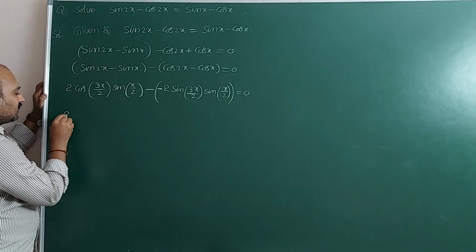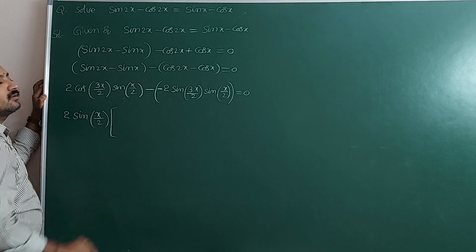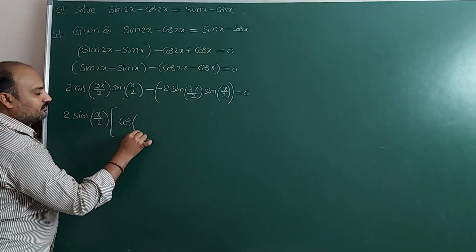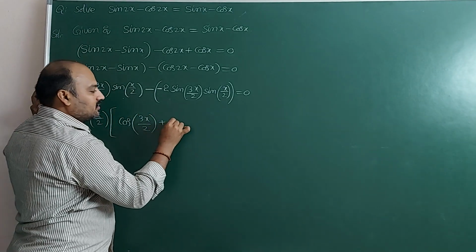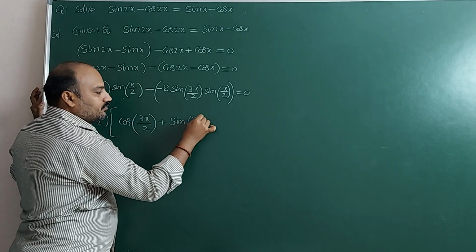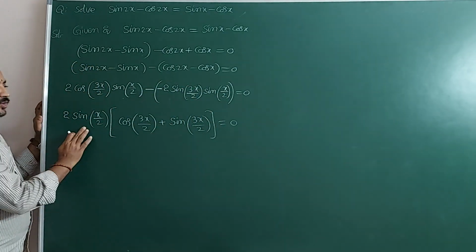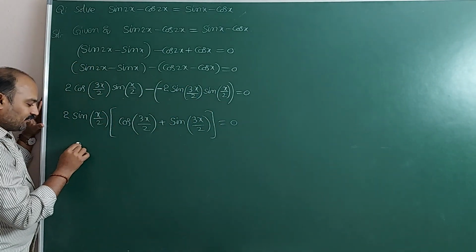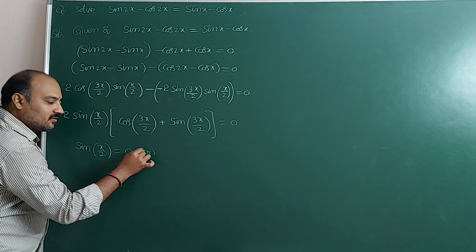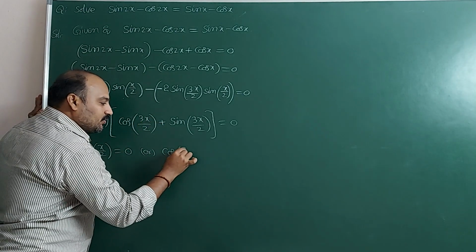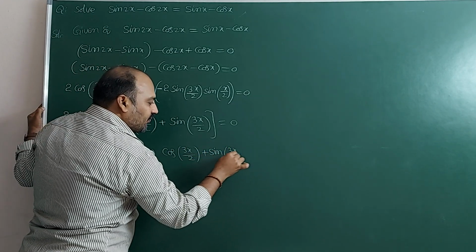So in this 2 sin x by 2 take common, dear students. So cos 3x by 2 plus sin 3x by 2 is equal to 0. So either this value 0 or this value 0. So sin x by 2 equal to 0 or cos 3x by 2 plus sin 3x by 2 equal to 0.